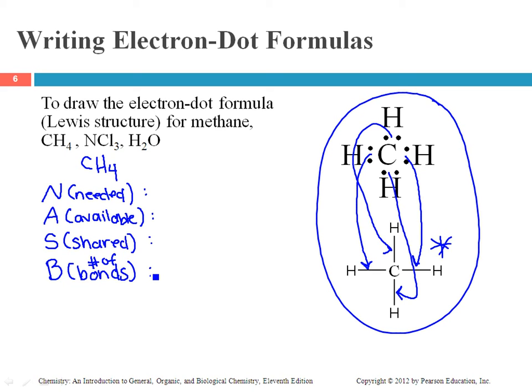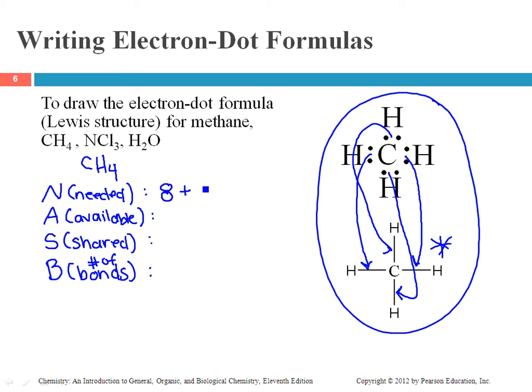Okay, so we've got a carbon and we've got 4 hydrogens. So carbon wants to obtain 8 electrons. All of your elements besides hydrogen need 8. They want to fulfill their octet. So for carbon, we need 8. For hydrogen, it's our exception because it only needs 2 electrons to be like helium.